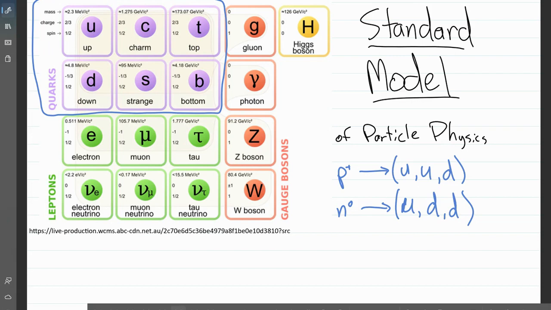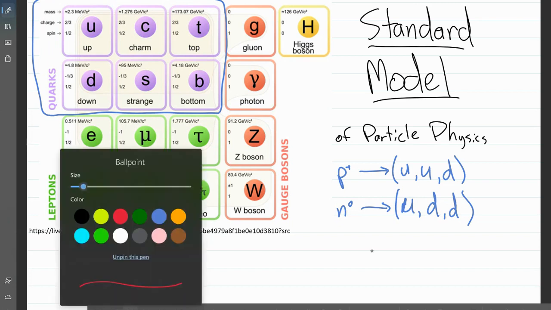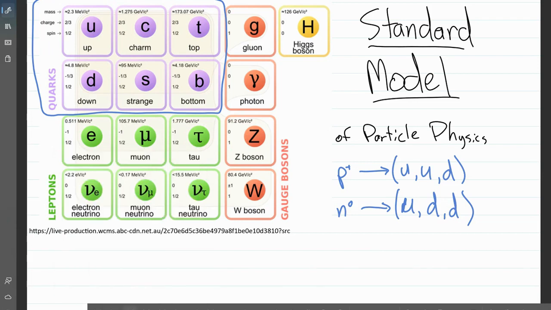So the protons here, you can see, have a charge of +1. If we take an up quark and a down quark, and this is why I like this chart, this is why I picked this chart, even though it's not the most updated. An up quark, you can see, has a charge of 2/3. That's for both of the up quarks. And the down quark has a charge of -1/3. So what happens if you take all of those charges and add them together? 2/3 plus 2/3 minus 1/3 gives us a charge of 3/3, or +1.